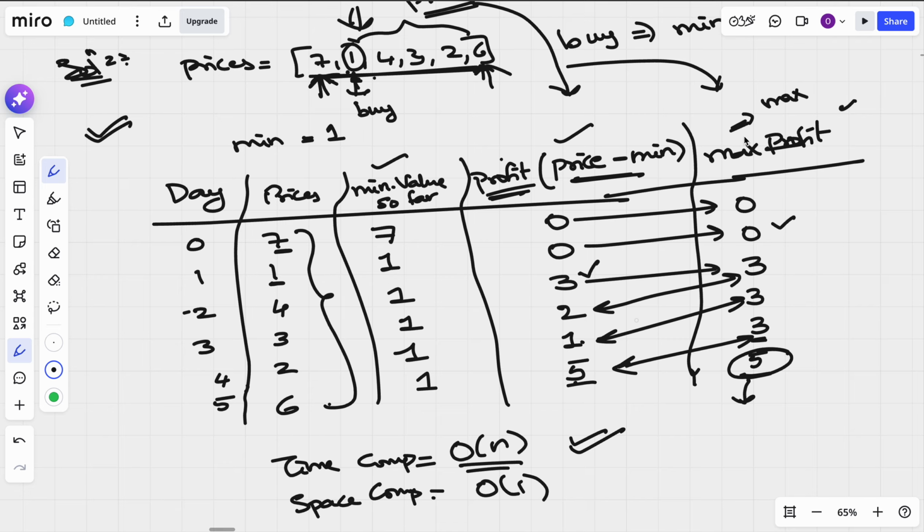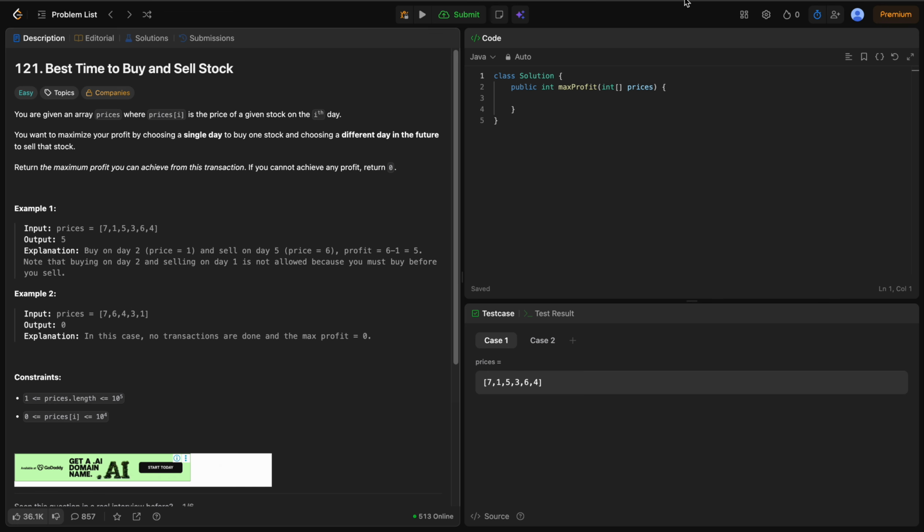Clear? So let's solve this with respect to code. Here, I need to iterate, right? For sure I need to iterate over this prices. So integer, let's say I call it price in prices. Now I need to find the minimum value at every instant. So let's say I will consider a variable called min price.